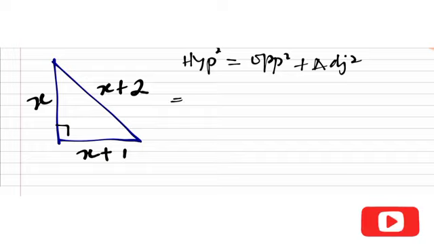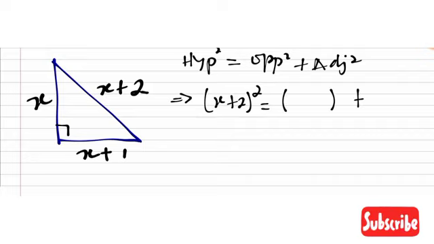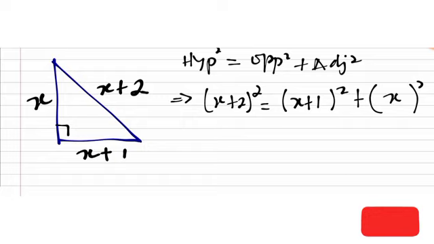Now when you look at this, the longest side is the hypotenuse, which is x plus 2. So we have (x plus 2) squared. And the opposite could be x or could be x plus 1. So we have (x plus 1) squared, then x squared.